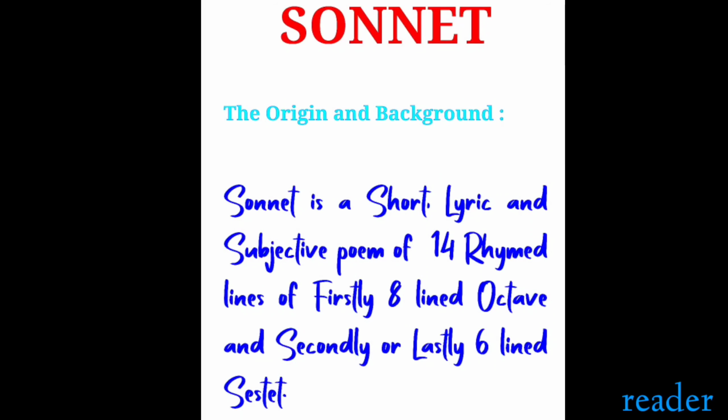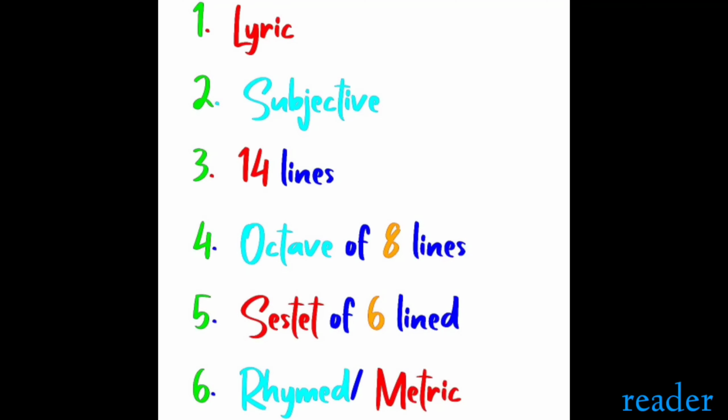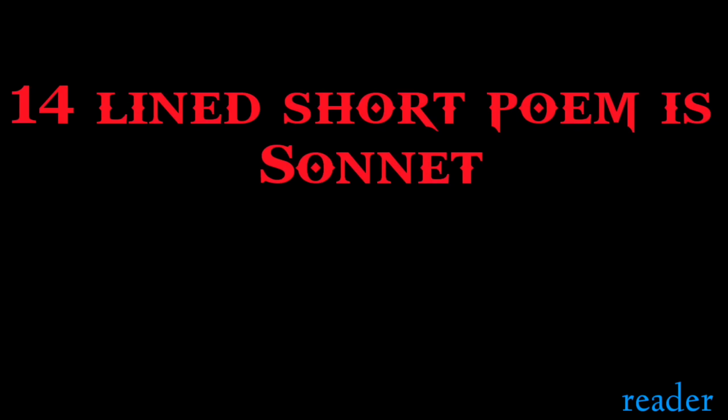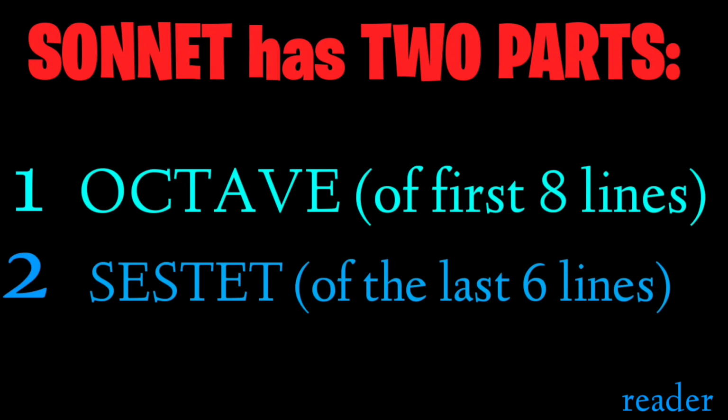So there are three characteristics. Which are they? This is a very short poem, and this is lyric, and this is subjective. So short, lyric and subjective. And this is a 14-lined poem. That means this poetic form contains only 14 lines, which are rhymed, which are highly rhythmic. And there are two parts. First one is octave and the second one is sestet.